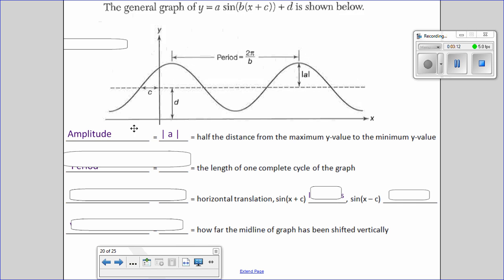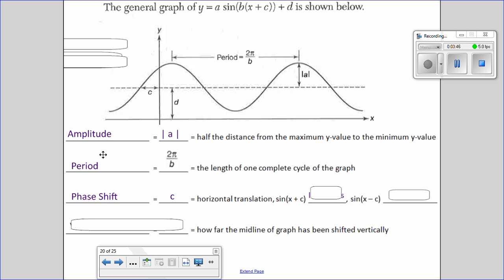That's the amplitude. Next we have the period. The period, normally the default, is 2 pi. But if you have a number in front of the variable, the coefficient, you actually divide 2 pi by b. So the only formula you have to remember is 2 pi over b. This is the length of one complete cycle of the graph, 2 pi over b. That's the period. Right, next we have phase shift.